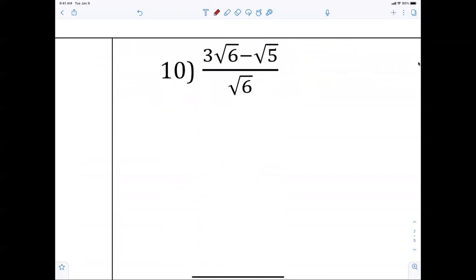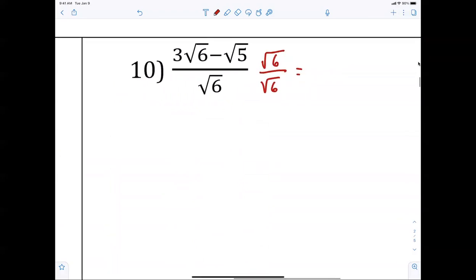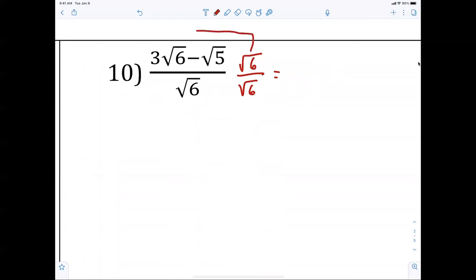Multiply the top and bottom by? Here we go. Radical 6. So what's 3 radical 6 times radical 6, everybody? It would be 18. Because again, radical 6 times radical 6 is 6, and 6 times 3 is 18. Now, what's radical 6 times negative radical 5? Negative radical 30. All over 6. There you have it.